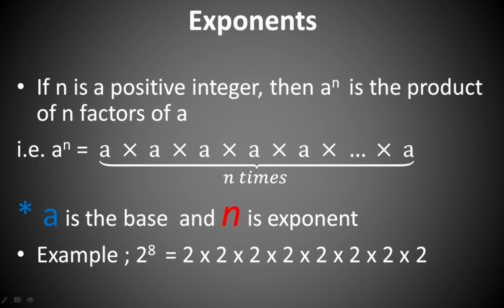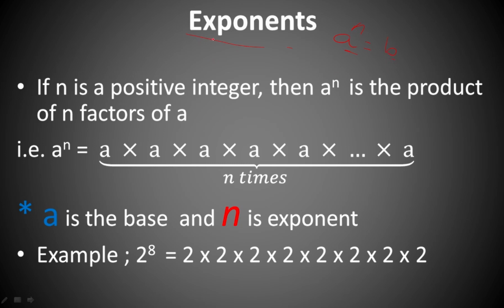Exponents. What do exponents refer to here? Exponents can be written as a number, let's say a to the power of n is equal to b. a is called the base and n is called the exponent, whereas b is the product.